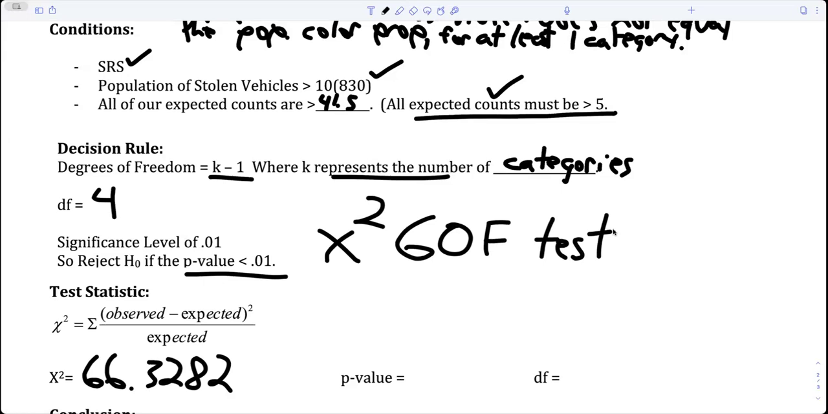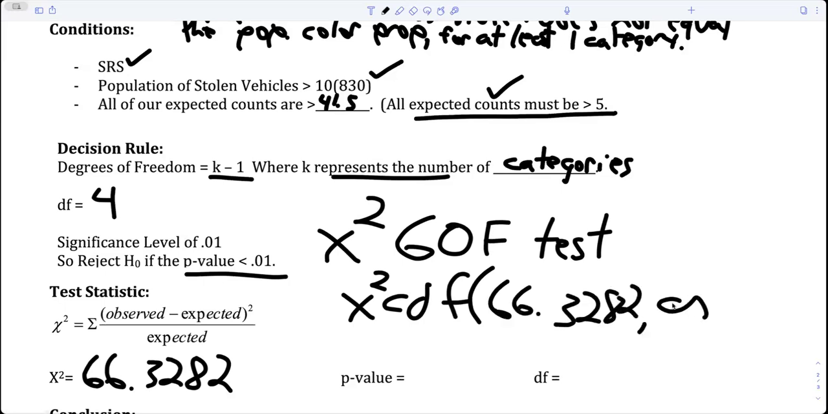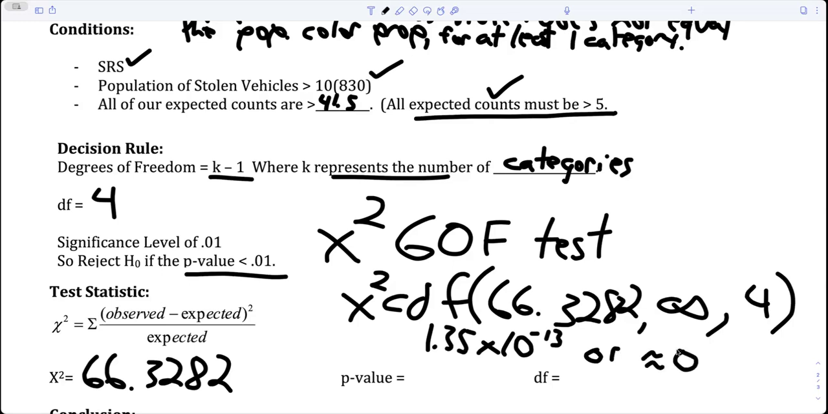What the calculator is doing to get the p-value is chi-squared CDF from 66.3282 to positive infinity with the degrees of freedom of 4. If you put that into your calculator, you're going to get a p-value of 1.35 times 10 to the negative 13, which is approximately 0. So 1.35 times 10 to the negative 13 and DF of 4.